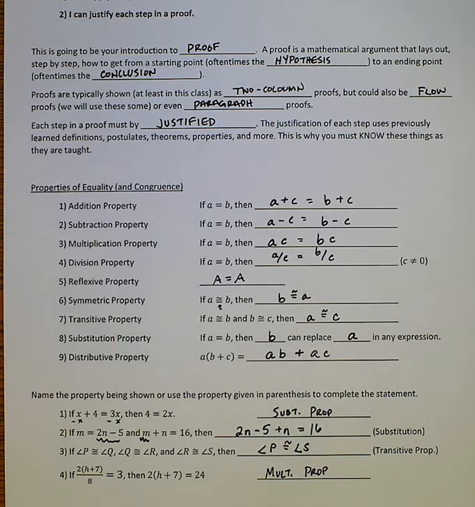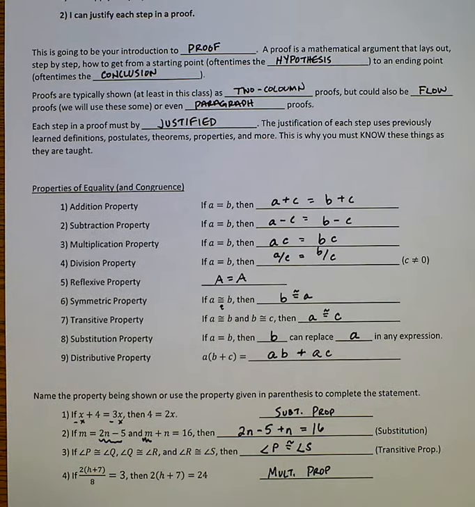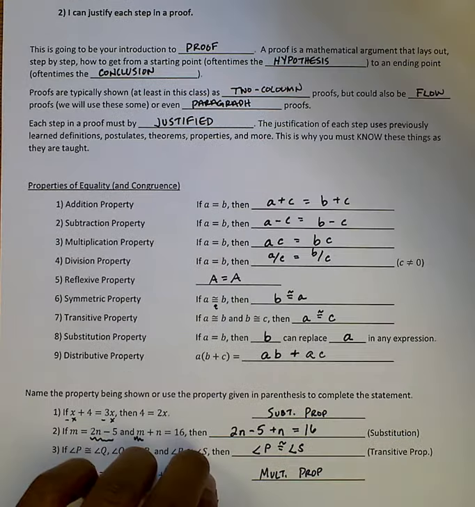That's justifying your steps. You're justifying how you can say this and this. So you can think of it this way: for every step in a proof, if somebody asks why you can say that, you say, if 2 times h plus 7 over 8 equals 3, then 2 times h plus 7 equals 24. How can you say that? Well, because of the multiplication property of equality. So that's basically answering why for every step.